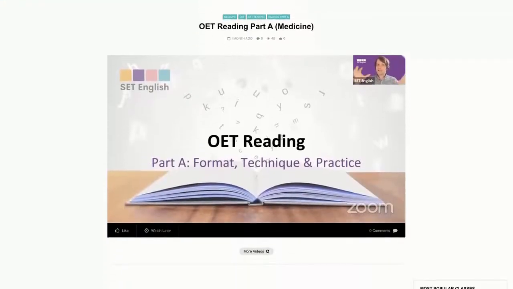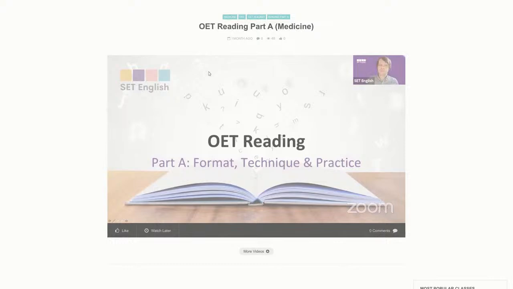Format, technique and practice. This is the usual formal structure for these types of classes.